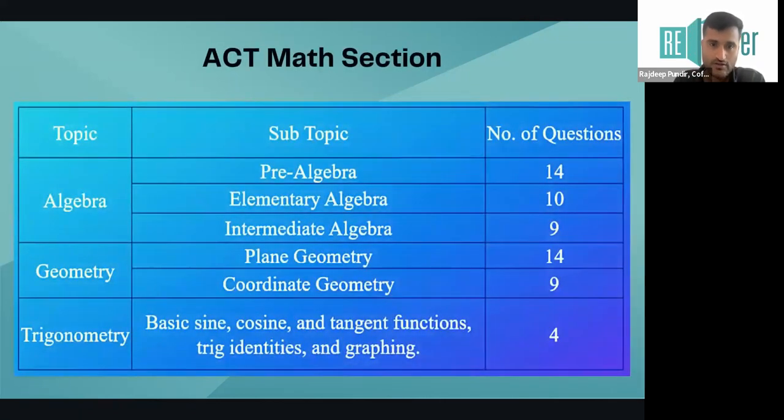What are they testing you on? You have algebra, geometry, and trigonometry. But content-wise, again, it's more or less the same. The major differentiating factor here is that algebra is roughly about 55%. Geometry and trigonometry is another 40 to 45%. So here you have very good weightage to geometry and trigonometry, as opposed to the SAT, where it was very algebra heavy. Algebra was almost about 70 to 80% there. Here it's only about 55%.